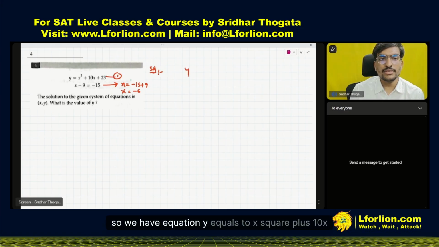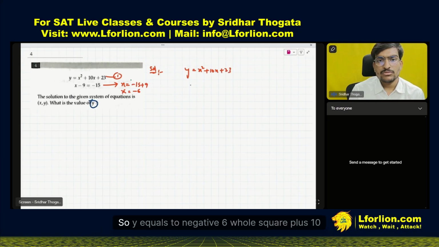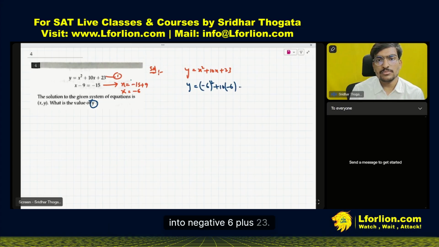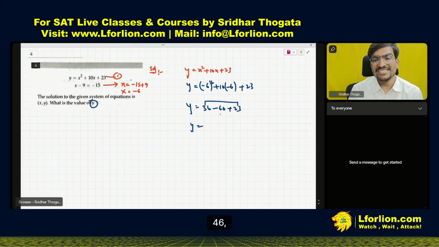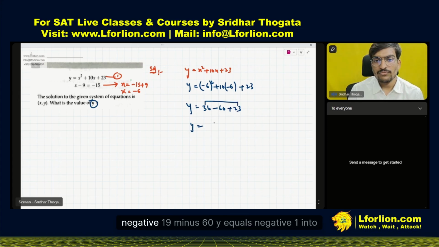So we have the equation y equals x square plus 10x plus 23 to get the value of y. So y equals negative 6 whole square plus 10 into negative 6 plus 23. So y equals 36 minus 60 plus 23. So y equals 36 plus 23 is 59, minus 60, y equals negative 1.